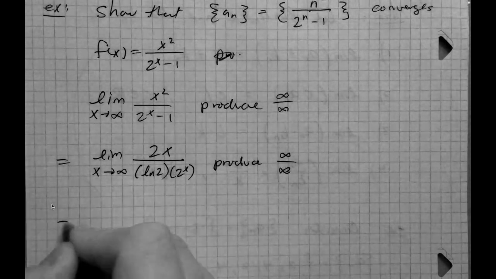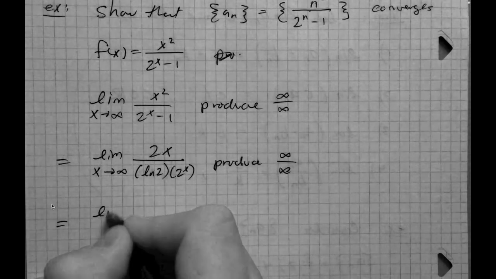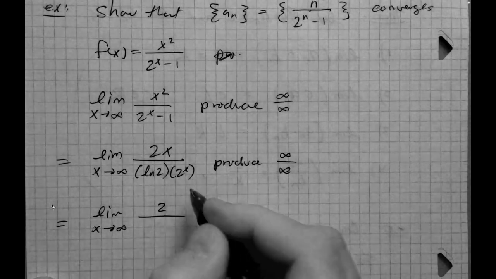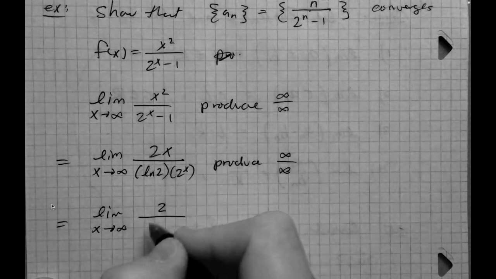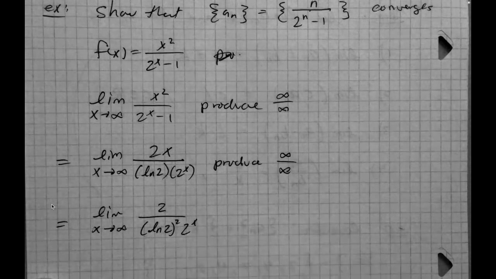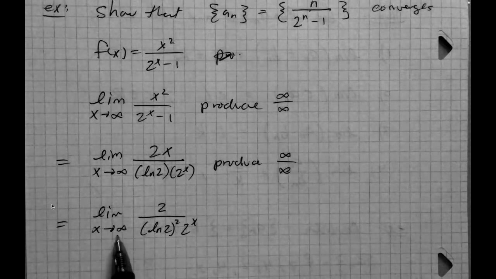Okay, so let's differentiate one more time, because if we differentiate one more time, then this will just be a 2. So the limit as x approaches infinity of 2 over, now what happens here? This is the natural log of 2 again, so we'll just say squared times 2 to the x power. Now what is this limit?